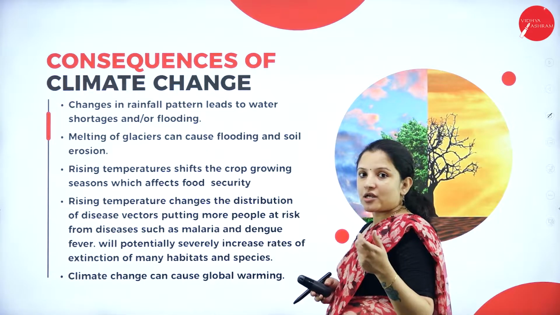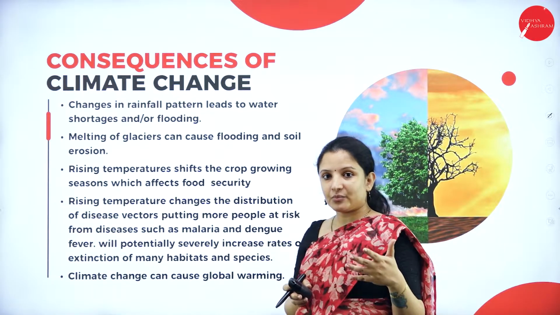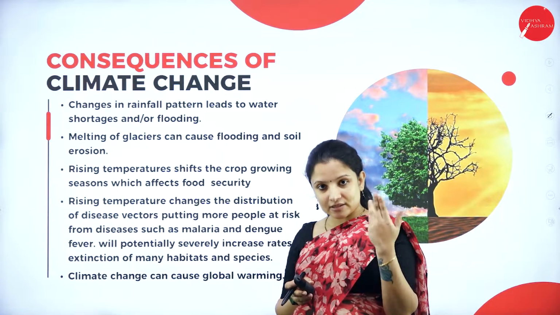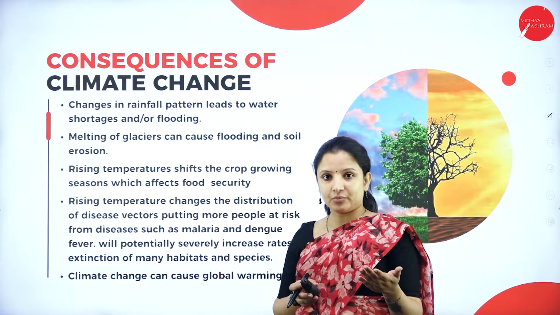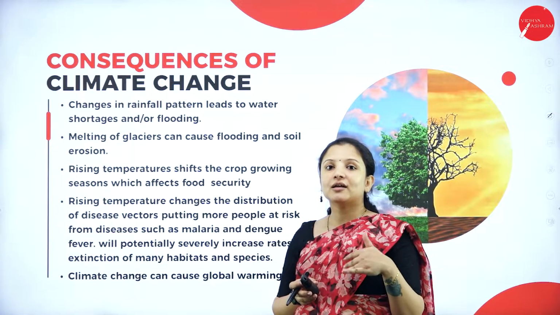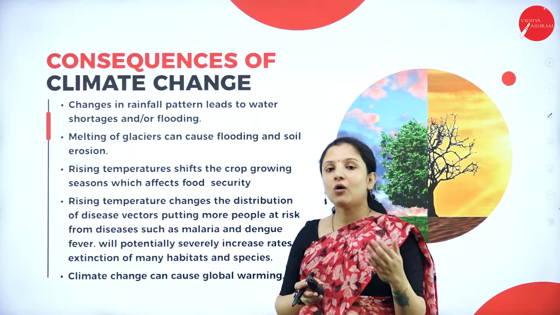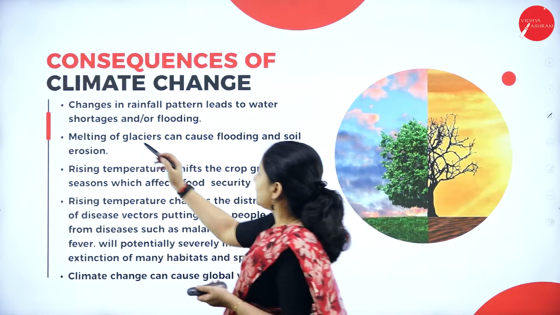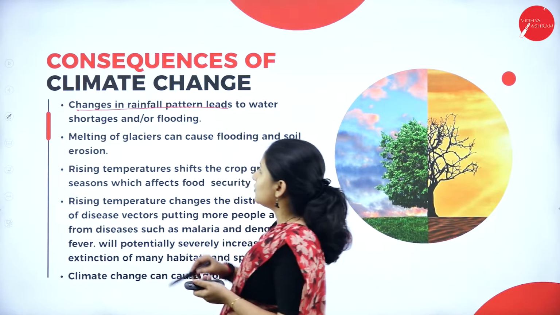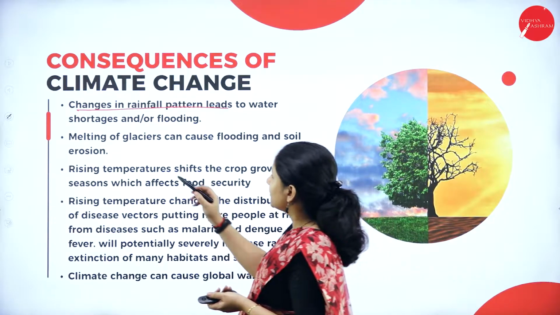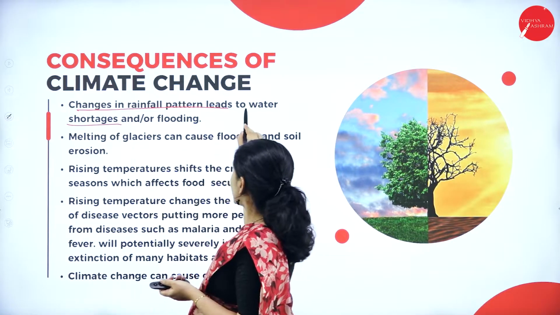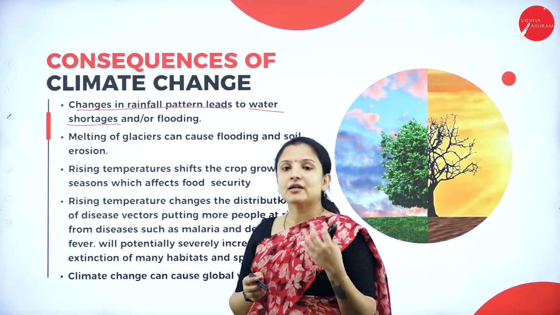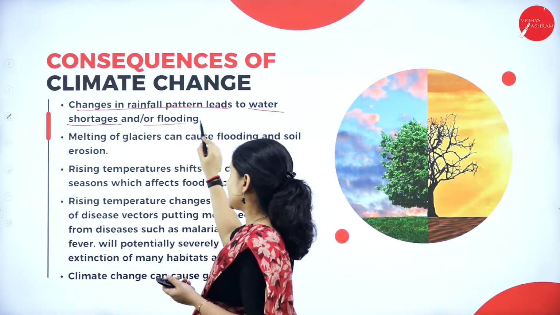Climate change, I told you, is nothing but change in temperature and change in the weather also. An increase or a decrease in the temperature, any changes occurring in the rainfall, the winds, all these can lead to climate change. Changes in rainfall pattern can lead to the shortage of water, that is, it can lead to drought condition, and if there is excess of rain, it can lead to flooding condition.